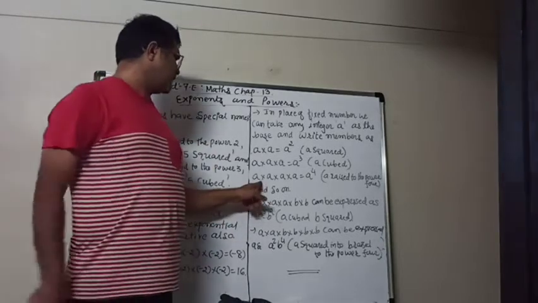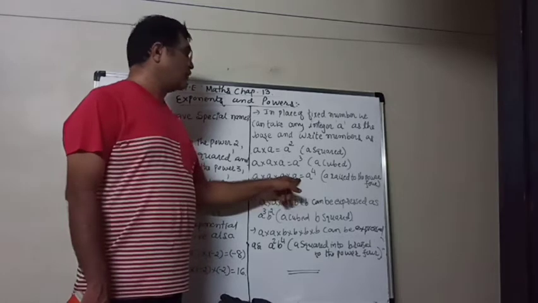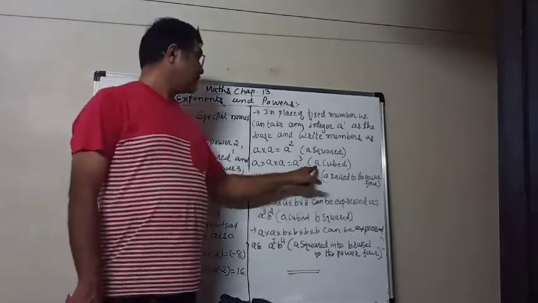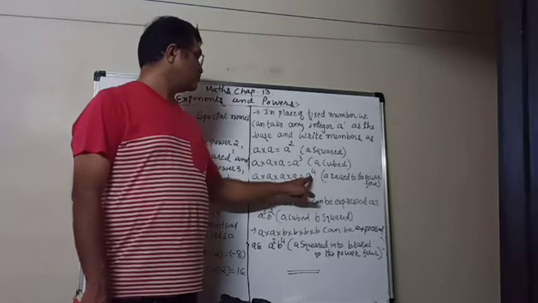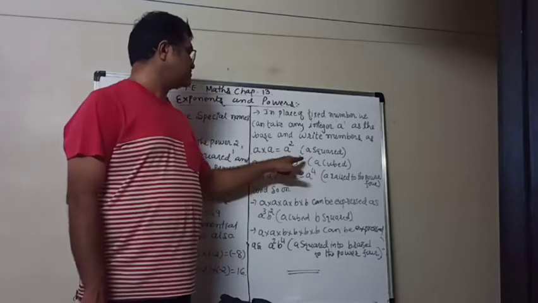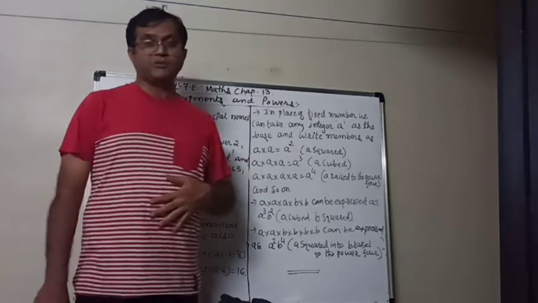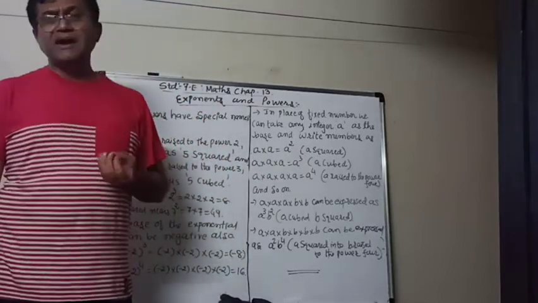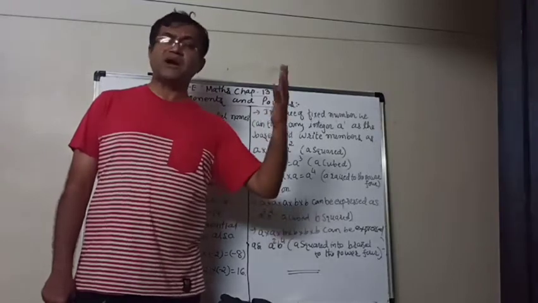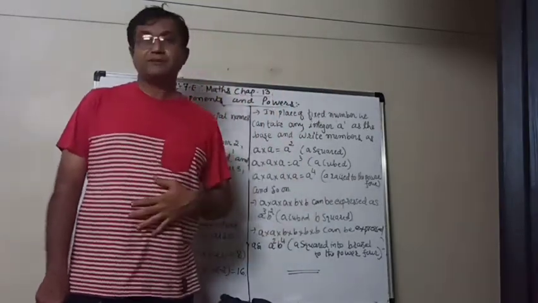Similarly, here you can see a multiplied by a multiplied by a multiplied by a. How many times? 4 times. So you write a raised to the power 4. Here a is the base, 4 is the exponent. A is the base, 3 is the exponent. A is the base, 2 is the exponent. Not only a, you can take any alphabet: a, b, c, d, x, y, z. That also you will use in algebra.